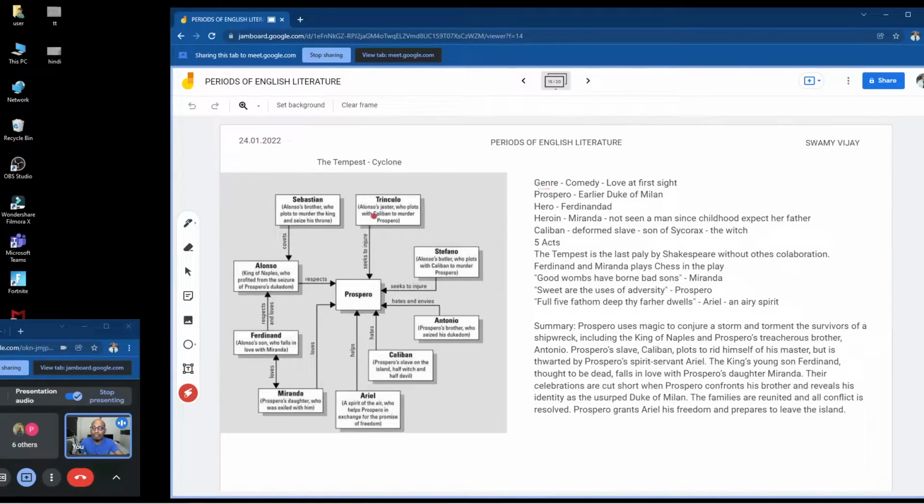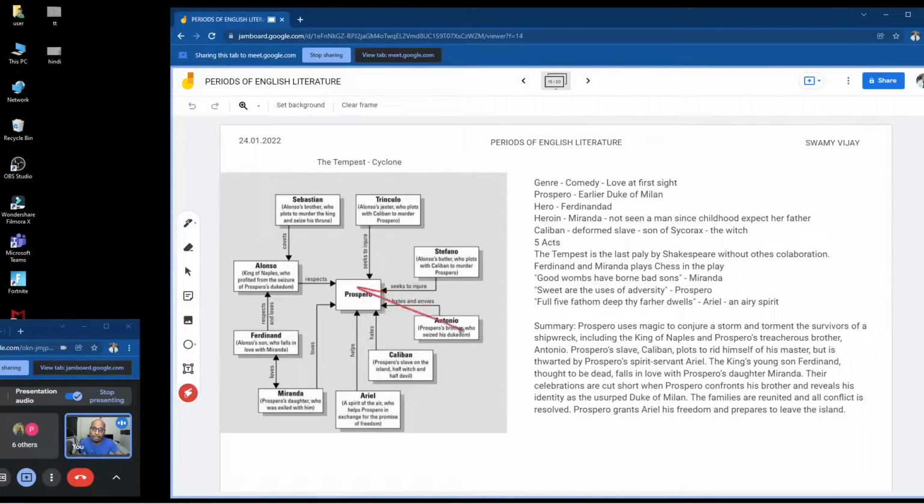Of course the characters are there. Prospero is the central character, and then Ferdinand, Alonso's son, who falls in love with Miranda. It's a love at first sight story. And then Miranda is Prospero's daughter who was exiled with him. And then Ariel is a spirit, not your washing powder. Ariel, a spirit of the air, helps Prospero in exchange for a promise of freedom. And then Caliban is a slave on the island, half witch and half devil. And then we come to Antonio, Prospero's brother who seized his dukedom.